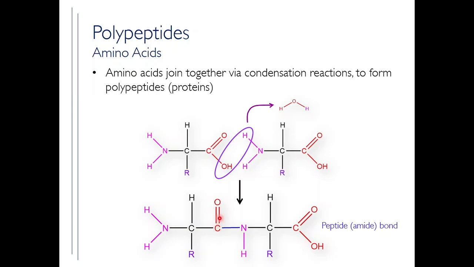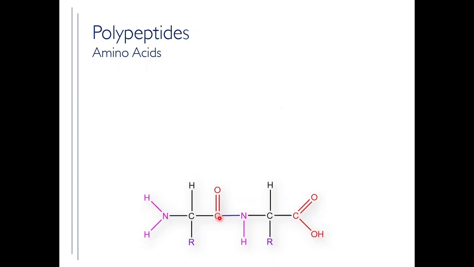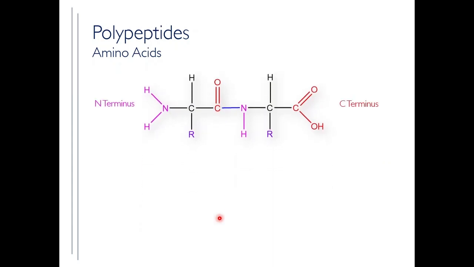Importantly, what you'll notice is, as a byproduct of the way that this reaction happens, we end up with two ends to this, in this case, these two amino acids, a dipeptide. We have the amino group on one side and the carboxylic acid group on the other. So we call the amino end the N-terminus, and the carboxylic acid group the C-terminus.